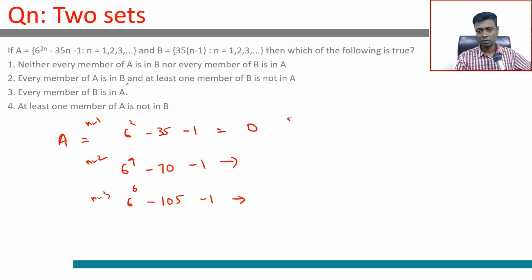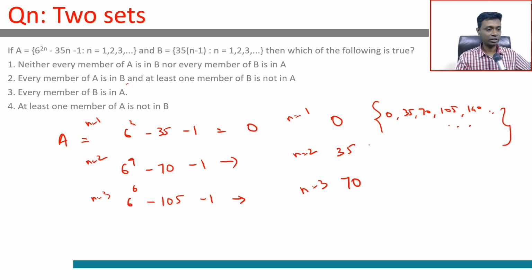And B, when n equal to 1, B is 35 times n minus 1. 35 times 0. B, the first element will be 0. When n is 2, it is 35 into 1, 35. When n is 3, 35 into 2, 70. B is more predictable. Every multiple of 35 from 0 onwards, every positive multiple is there in this set. Now this question just opens up because of this. Neither every member of A is in B, nor every member of B is in A. Every member of B is in A. This is wrong. 70 is not in A. A is galloping away. At least one member of A is not in B.